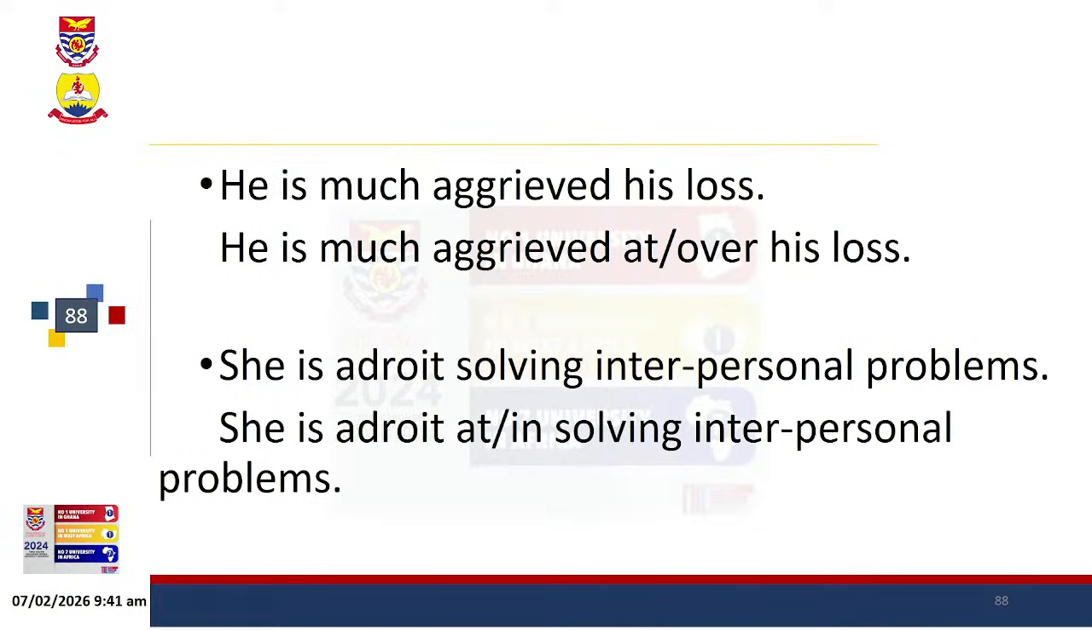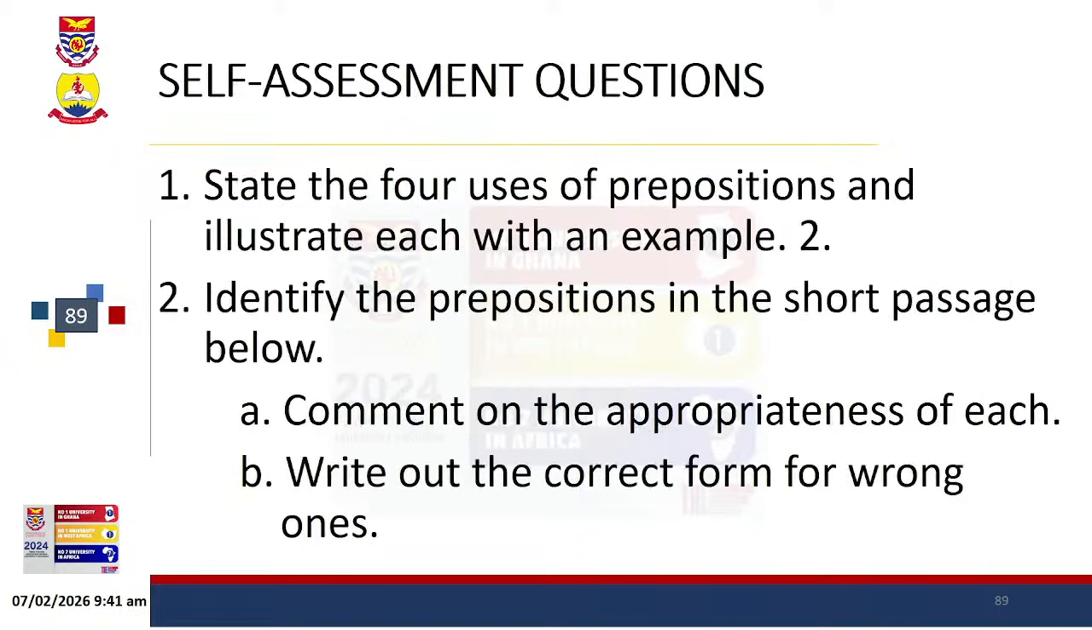He is much aggrieved his loss. There is something omitted, a preposition. He is much aggrieved at or over his loss. She is adroit solving interpersonal problems. That's an omission there. She's adroit at or in solving interpersonal problems.